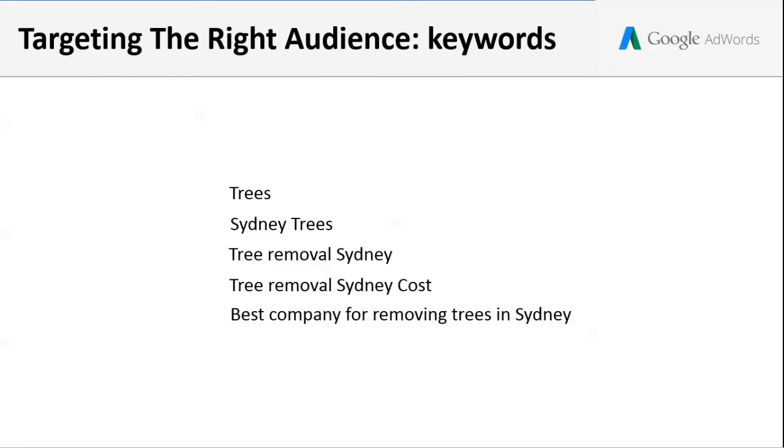But let's have a look at how you're going to filter out the rubbish and the sludge from coming through your site. So you might have tree removal Sydney or just tree removal, but there's going to be someone who's going to type in, what is the rate of tree removal in the Amazon forest? And these guys will click on your ad. They do. I don't know why, but they do, and it frustrates me.